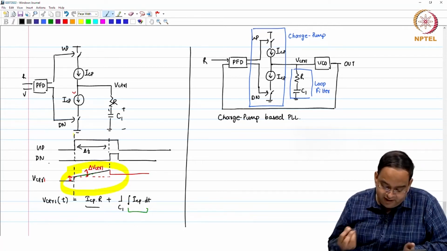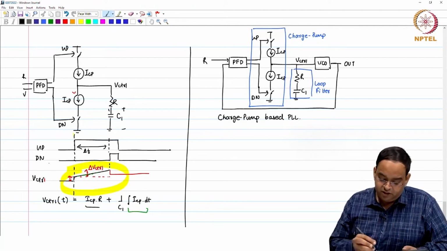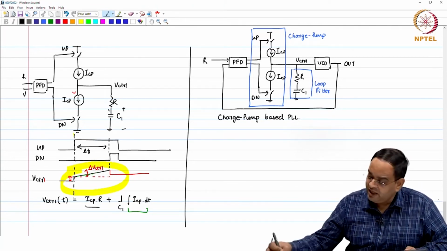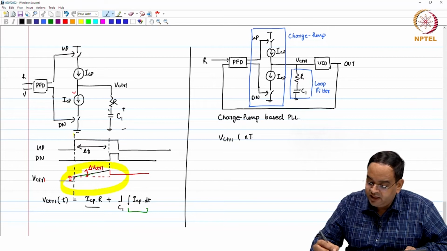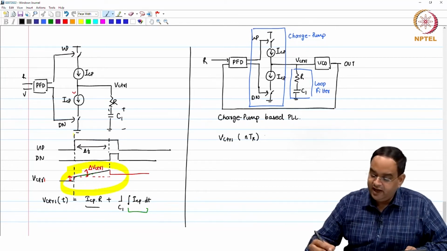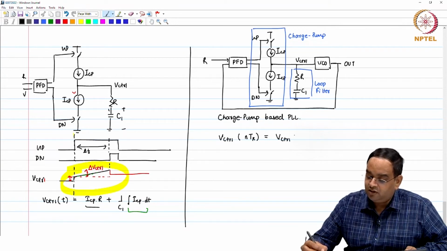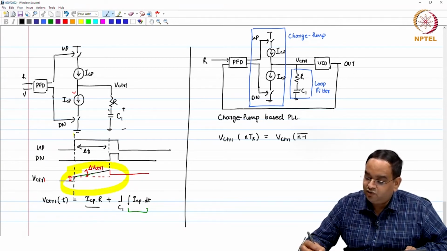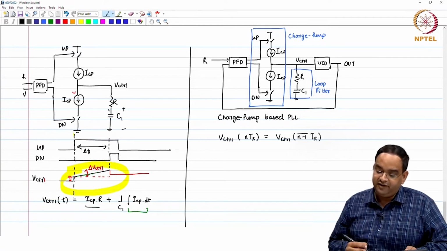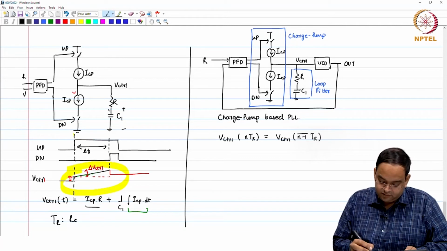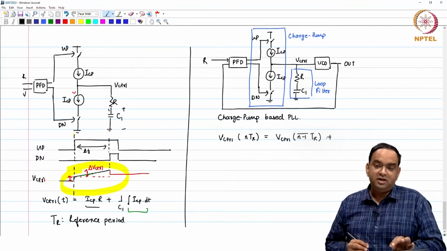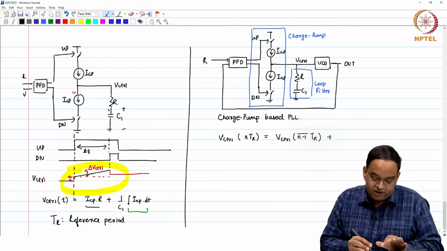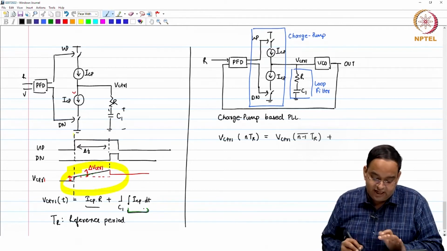So, when you get a rising edge on the reference, you get a rising edge on up and so on. So, I can write V control of n times T r as V control, voltage of n minus 1 times T r, where T r is my reference period. Whatever the phase error you have, for that duration I am integrating the charge.